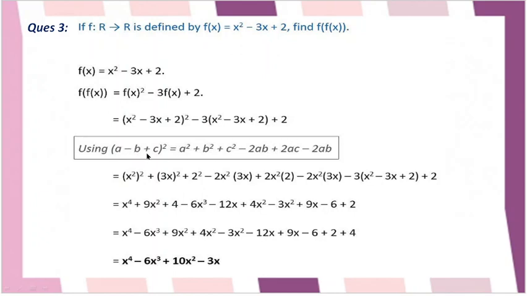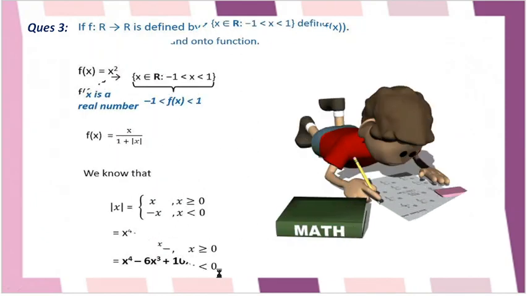Now using (a minus b plus c) whole square, actually the identity is (a plus b plus c) whole square, but we are treating b as minus b. So then applying this formula, we will open all the brackets, we will do the calculation, and this is the answer that we are going to get.